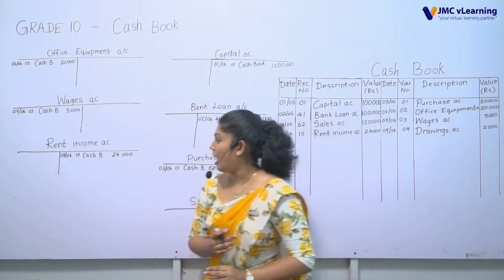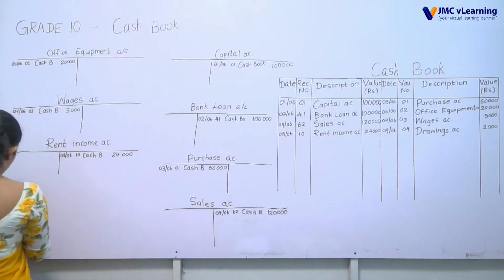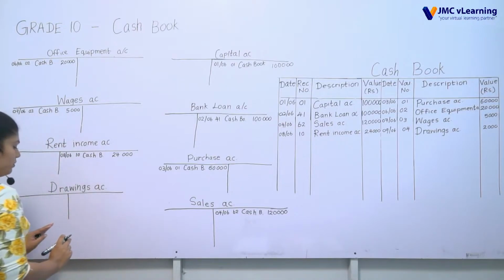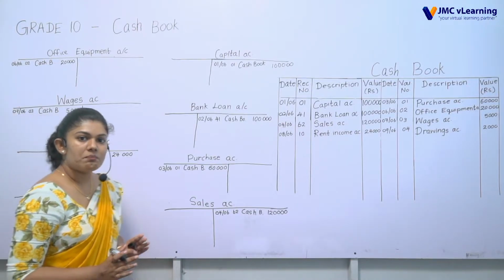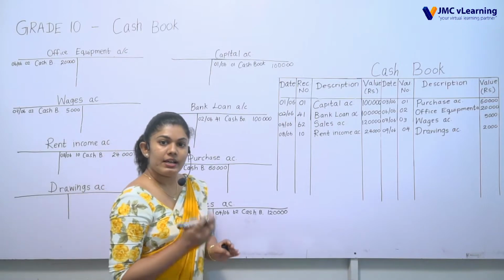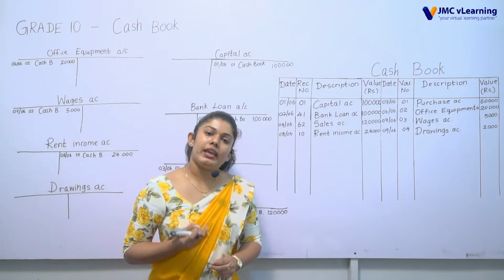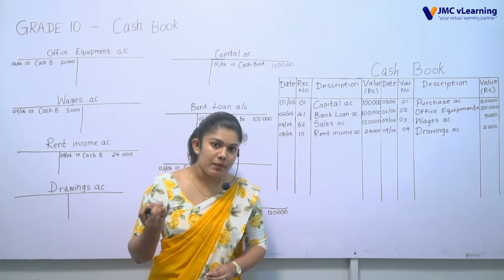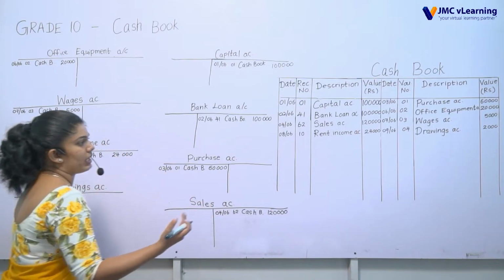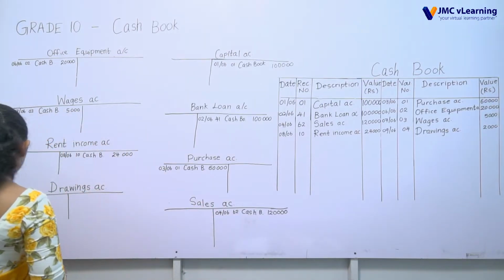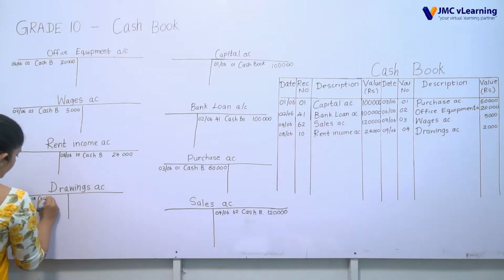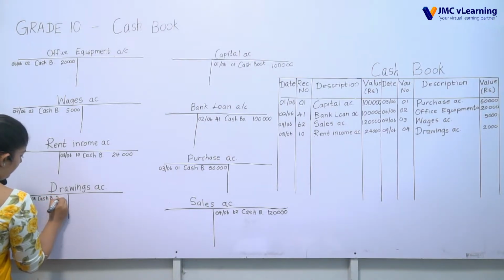So we are opening up a drawings account here. Drawings account has a debit balance because it is a reduction in equity. When the equity is reduced, the entry will be debit. Therefore, drawings account will be debited by 2000 on 9th of June. This is, sorry, voucher number 4. Cash book 2000.